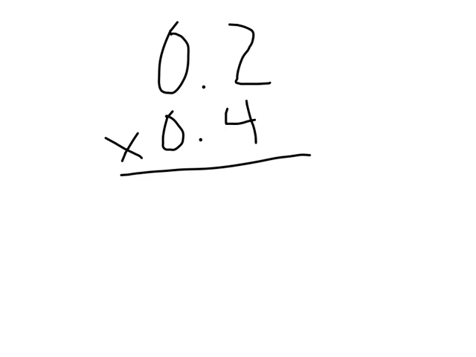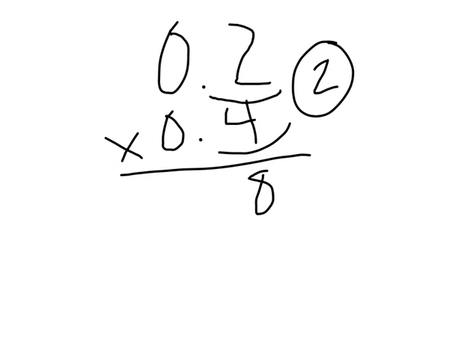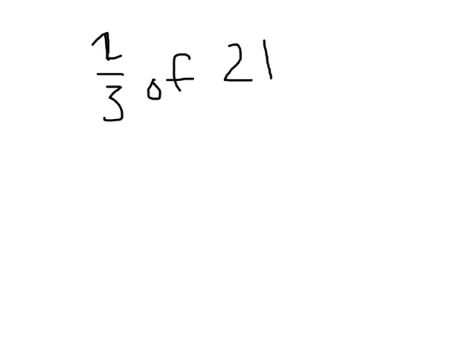Let's do another example. 2 tenths times 4 tenths. First, I need to see how many numbers are going to be behind the decimal in my answer. Well, tenths times tenths is hundredths, so there will be 2 digits behind my decimal. So how am I going to place the decimal in my answer? Well, 2 times 4 is 8, and I need 2 numbers behind the decimal, so the answer is 8 hundredths.